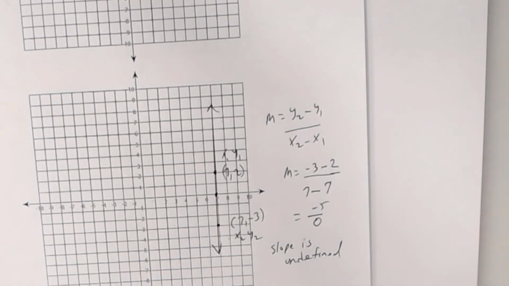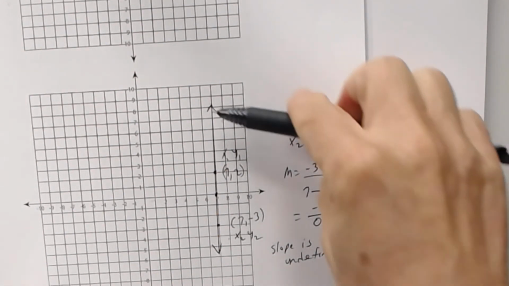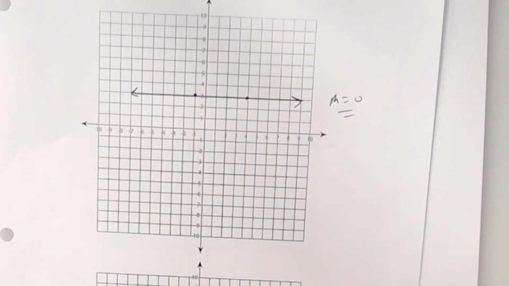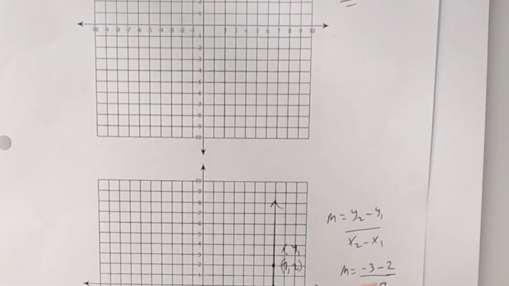That was one of the worksheets you had to turn in today, wasn't it? Or yesterday? There were 4 questions that asked you something, and the answers are either 0 or undefined. So all vertical lines have what kind of slope? Undefined slope. All horizontal lines have what kind of slope? 0 slope. All right, so that takes care of this part.